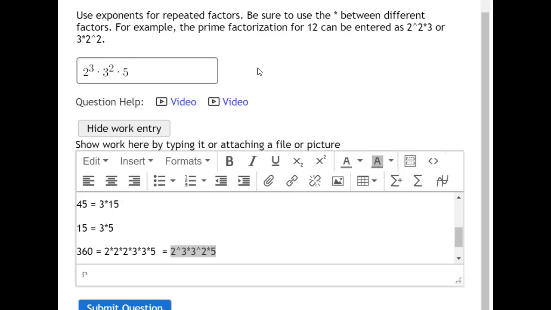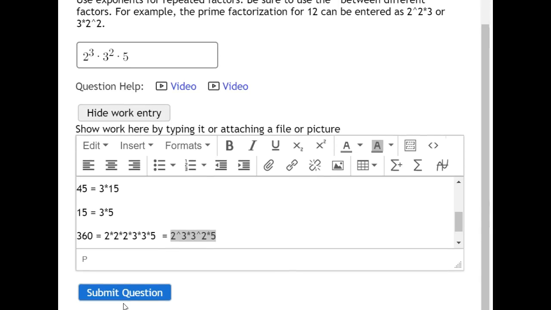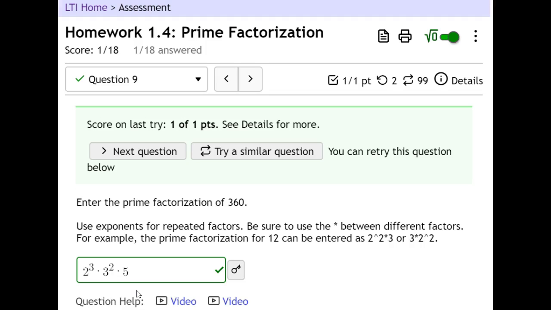So there's the answer. You've got your work shown here. You've got your answer. You just go down and click on Submit the question. Voila!